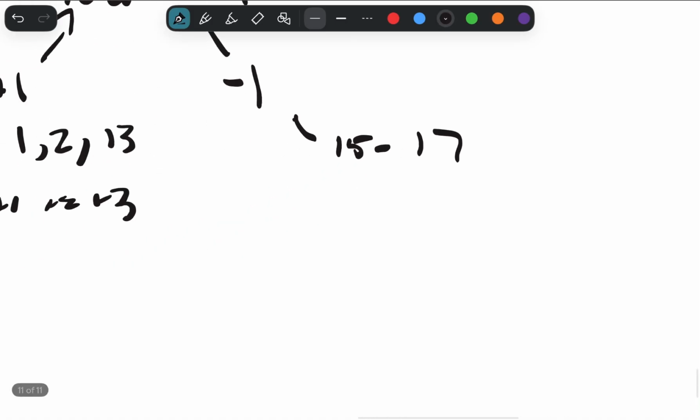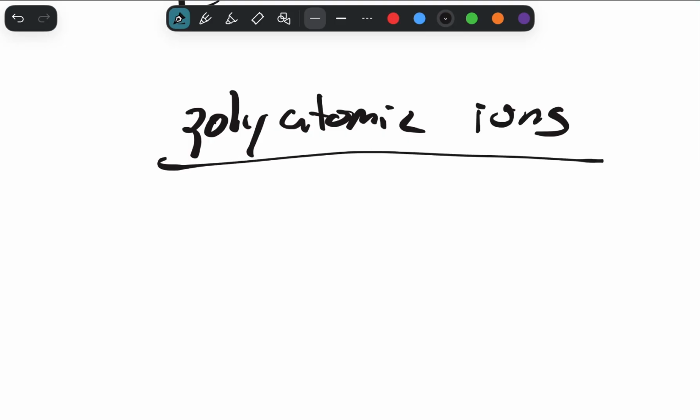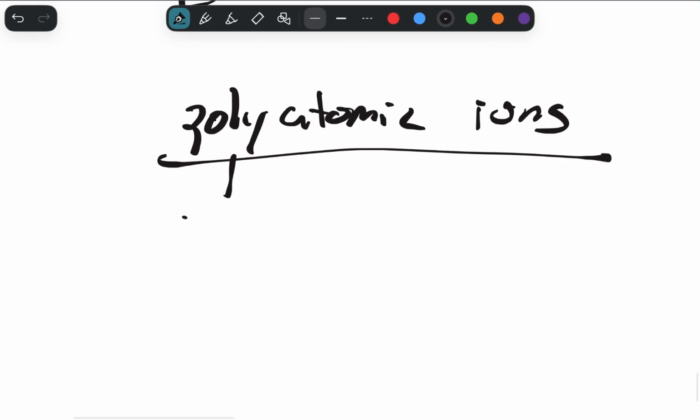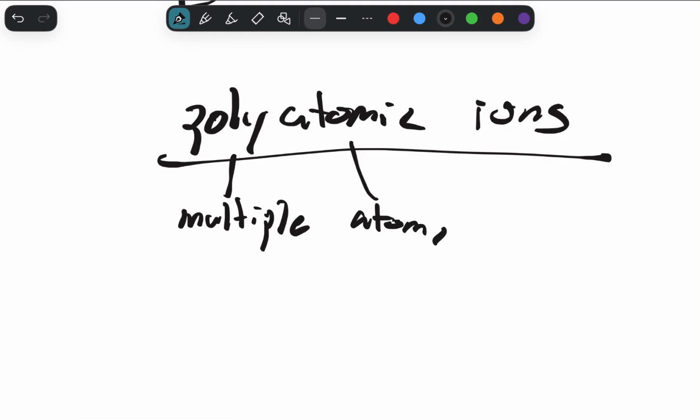Oh, polyatomic ions. I hate this. Polyatomic ions. What you can see: poly, multiple, atomic, atoms, and ions. So it's composed of multiple atoms. Another name for it is compound ions. I haven't seen anyone use it, or in an IB question, but it's good to know. The more you know, right?